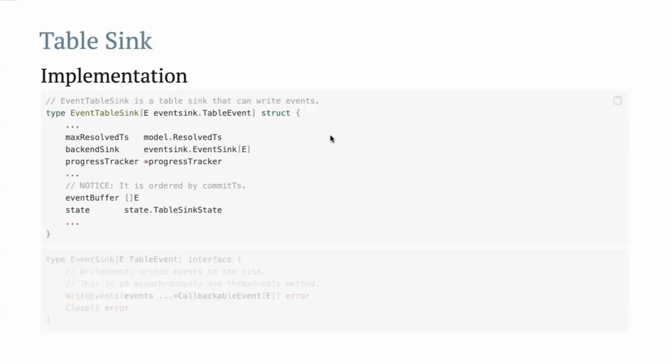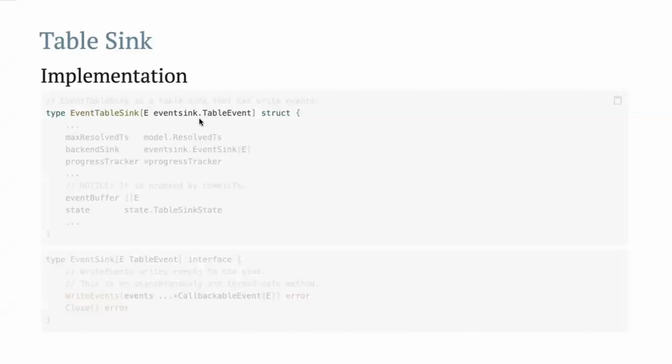The implementation of the table sync is really easy to understand. Basically, we have a generic structure that can write any type of events. It really just depends on the system. We may want to send the row changes to Kafka, so usually we send it by message, I mean row by row.